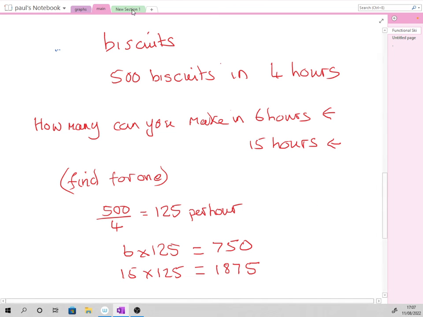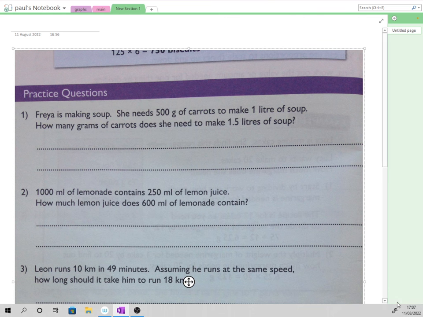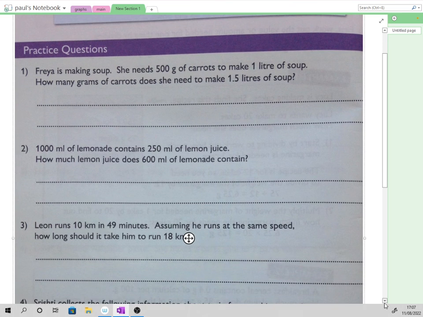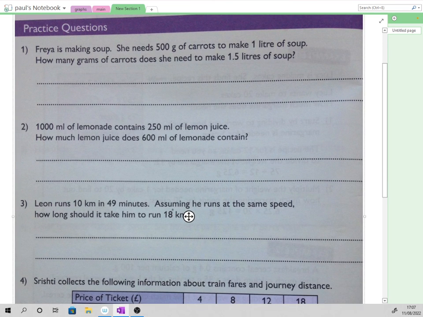So let's have a look at some questions as we normally do. You can pause this, have a go, and then play it and see if you get the same as me.